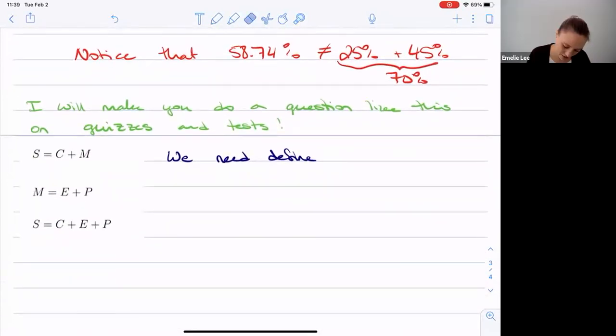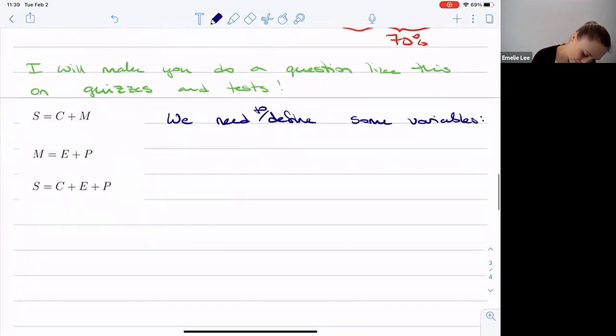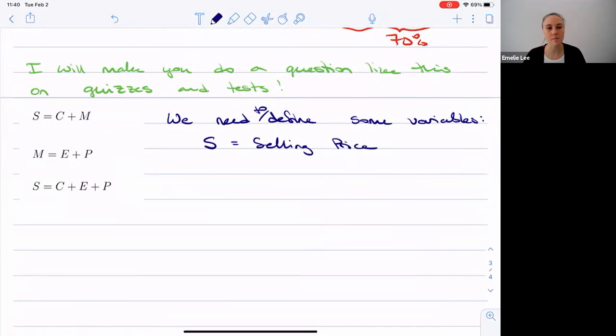We need to define. Sometimes I skip words, that's okay. We need to define some variables. S is going to be the selling price, right? Now the selling price is often the list price. Okay?